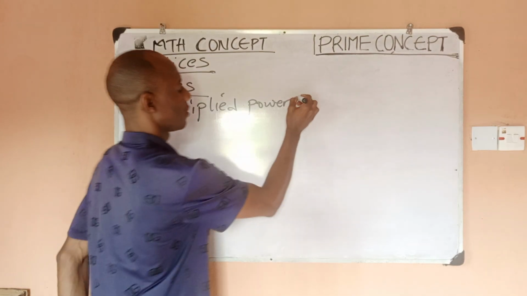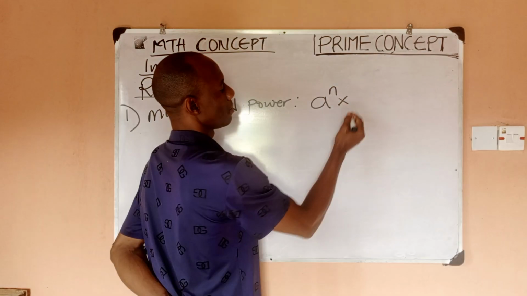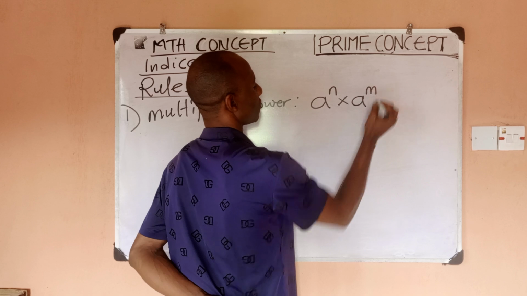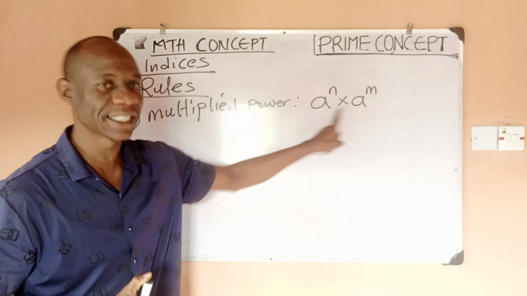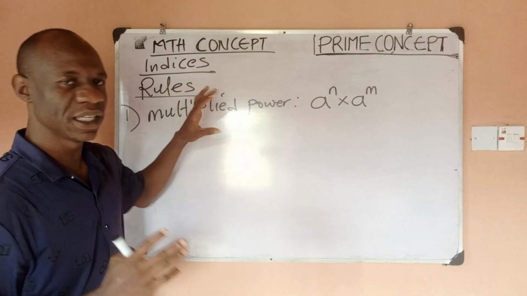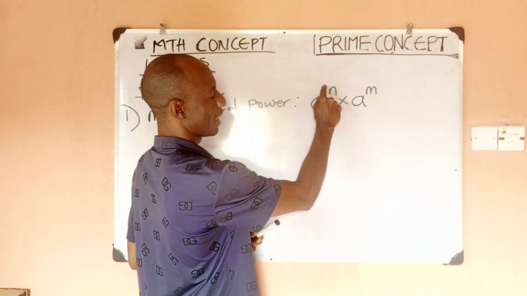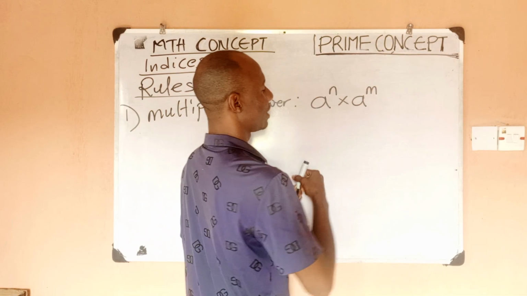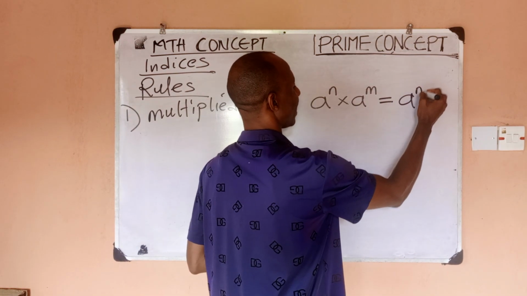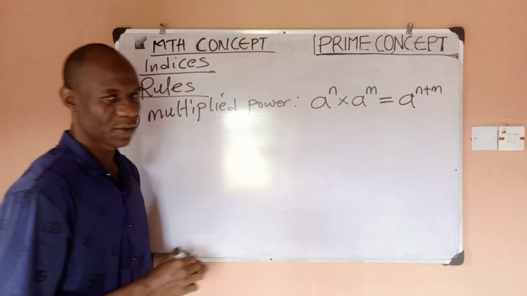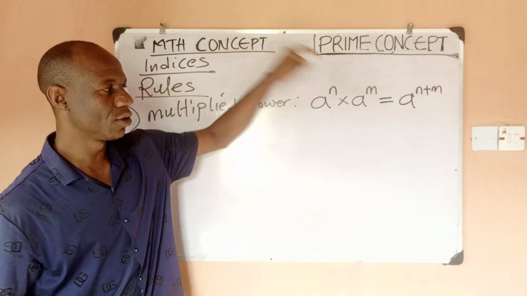So if we have, say, a raised to a power n, and we are multiplying this by a raised to a power of m, one of the things you should have noticed first is that our bases are the same. So this rule is applicable when you have a common base. Now when you have a raised to power n multiplying a raised to power m, then this would be given as a raised to power n plus m. So you add their powers. So when you multiply two indices with the same base, you add up their powers.